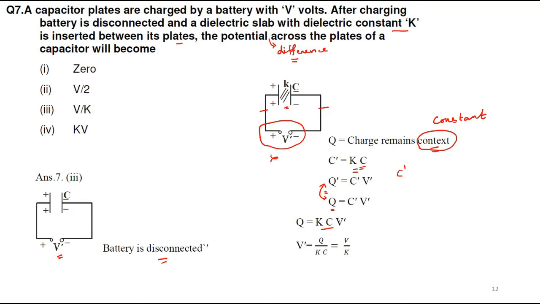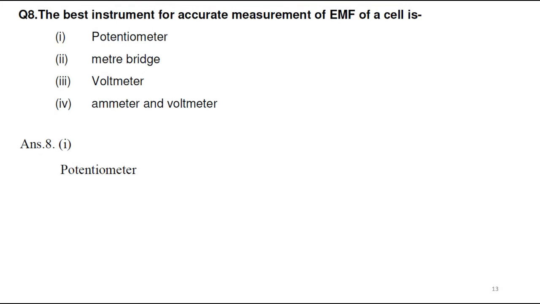Then V prime as it is. But we want V prime. So V prime is equal to Q divided by Kc. But Q by C is V. So V by K. So V prime equals V by K. V prime is the voltage, the PD between the plates after the dielectric is introduced. So V prime is equal to V by K. Option 3, that is correct. Understood?